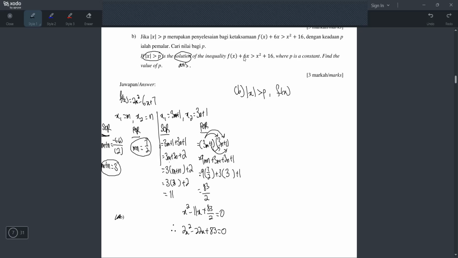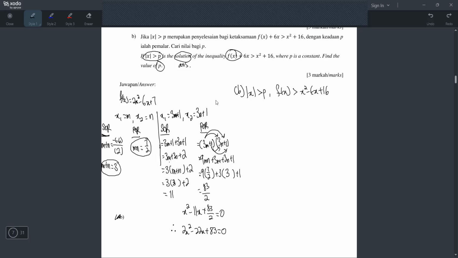Fx, just move the 6x over. X squared minus 6x plus 16. Why do I move it over? Because I already know the fx later has to be replaced with this, right? That's why I move it over in advance. And then they say where p is constant, this one not important, find the value of p.